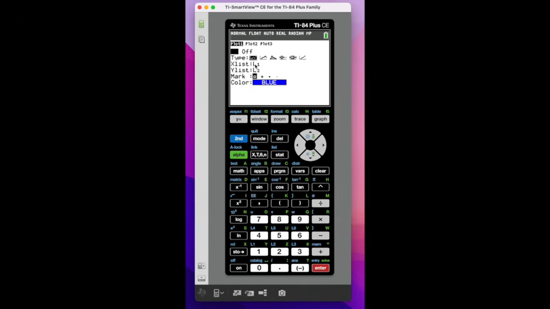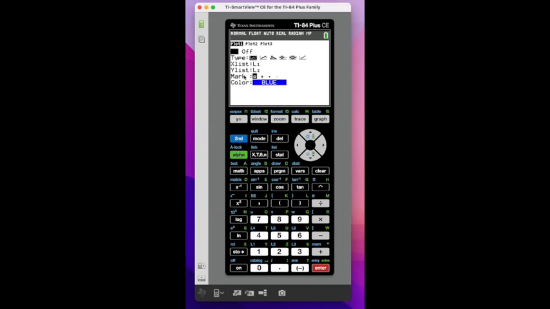I put my X's in list 1 and my Y's in list 2. If you forget where to get your L1 and your L2 from, that is above your 1 and your 2 button, so you'd have to hit second first. If you have something already in your L1 and L2 and you use different lists, just make sure that you put the appropriate list in there, whatever you put in for your X's and your Y's.